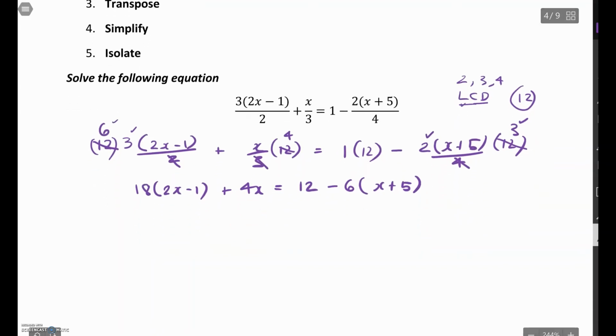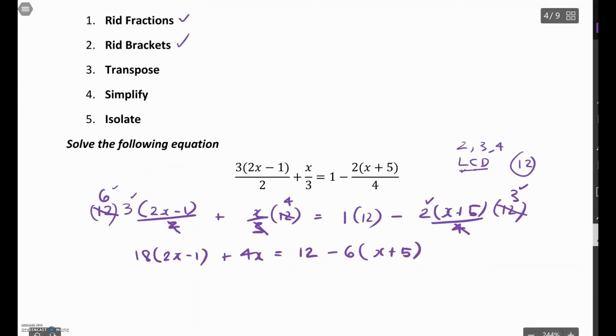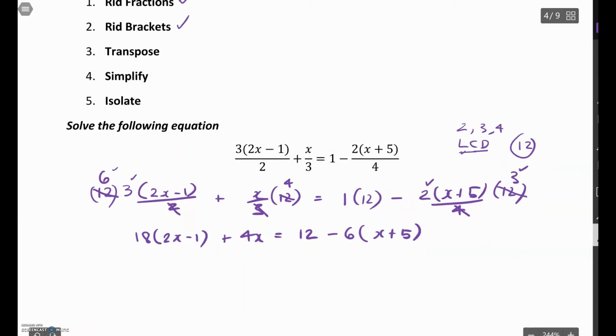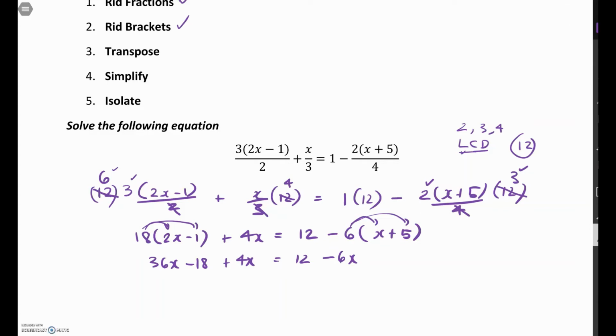We just simply now move to the second step, which is to rid the brackets. So we do the distributive rule here and also there again. So 18 times 2 is 36x. 18 times 1 is negative 18 plus 4x equals 12. Now negative 6 times x is negative 6x. Negative 6 times 5 gives us negative 30.